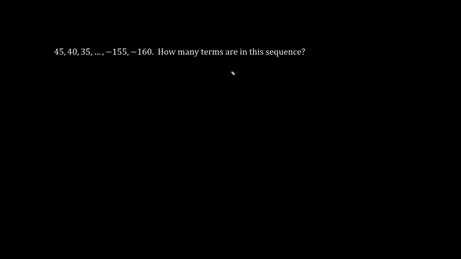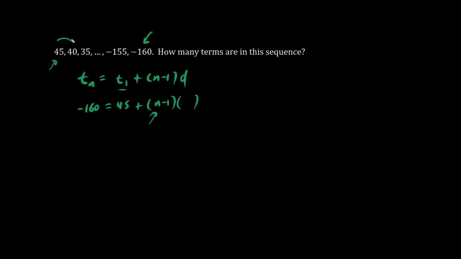How many terms are in this sequence? Let's use the classic sequence formula. Tn equals T1 plus n minus 1 d. Now the key is to remember that the last number is your Tn. We have negative 160 equals T1, which is 45, the first term, plus n minus 1, we don't know what n is, d, but we do know what d is. These numbers are going down by 5, so d is negative 5.